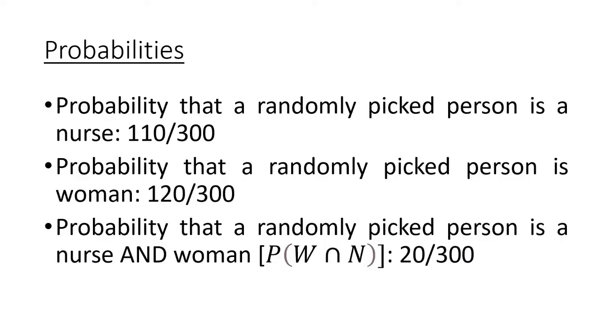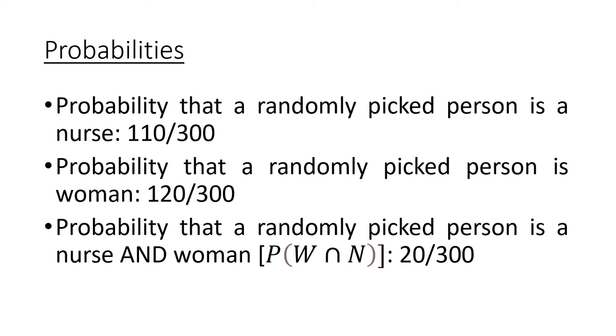So, we know that probability that a randomly picked person is a nurse is 110 divided by 300. We know that probability that a randomly picked person is a woman is 120 divided by 300. Also, we know that probability that a randomly picked person is a nurse and a woman is 20 divided by 300 because we have 20 female nurses, as you can recall from the table we've just discussed.